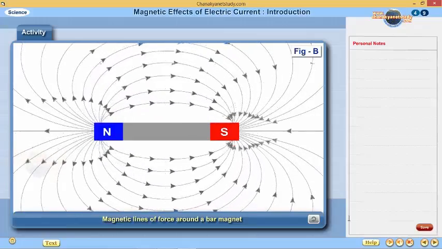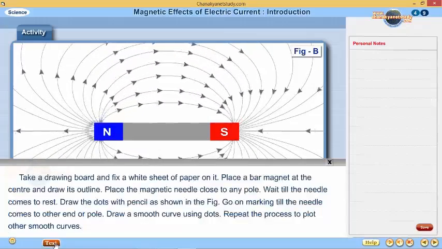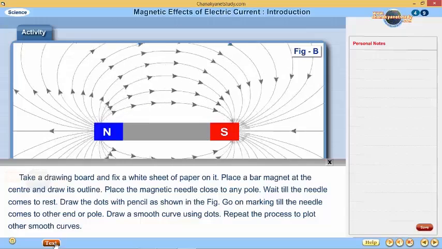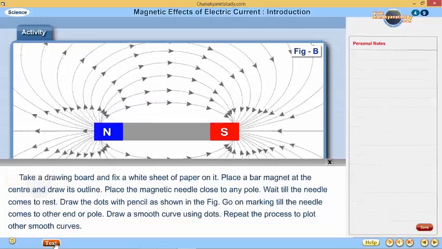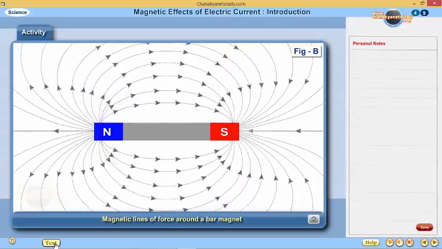Go on marking till the needle comes to the other end or pole. Draw a smooth curve using the dots. Repeat the process to plot other smooth curves.